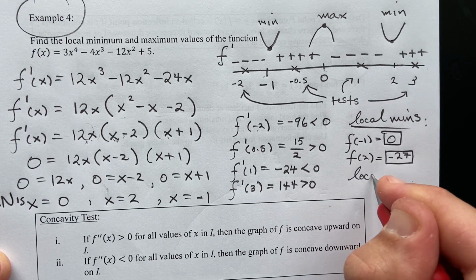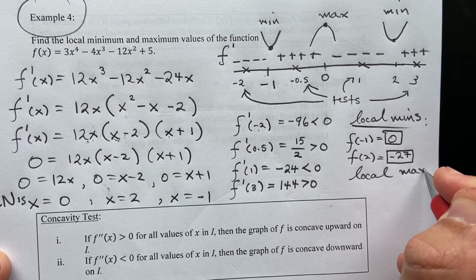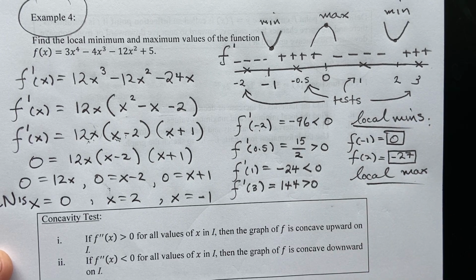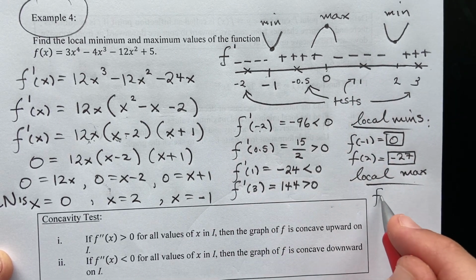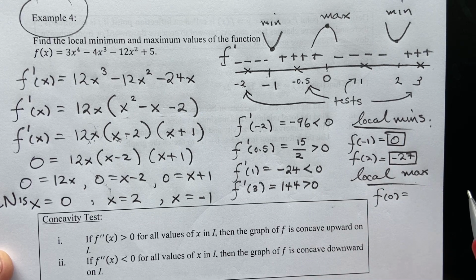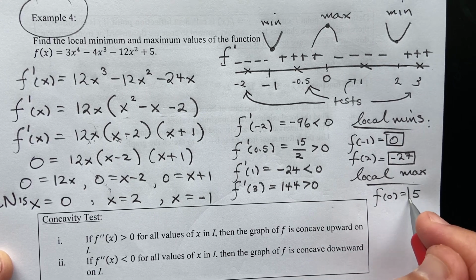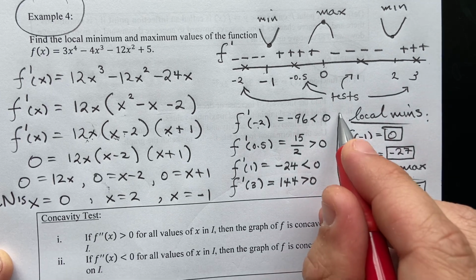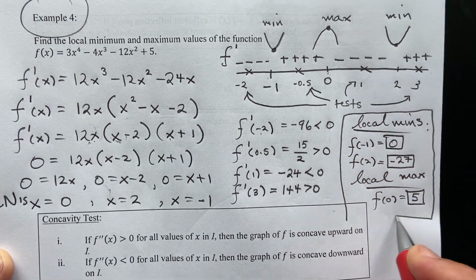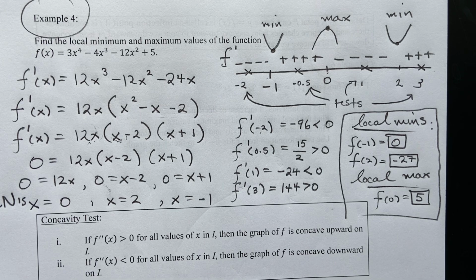And then for the max, we just have one of them. So I have f of 0 equals 5. That's all we were being asked to do there. Although that was a lot.